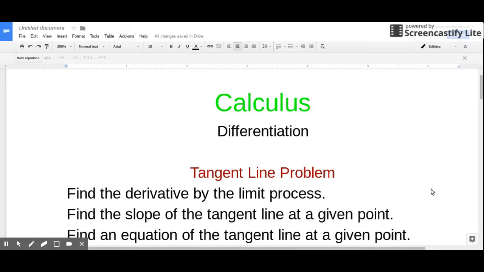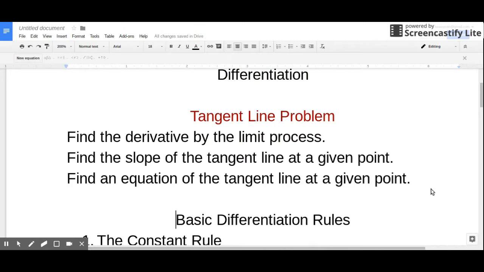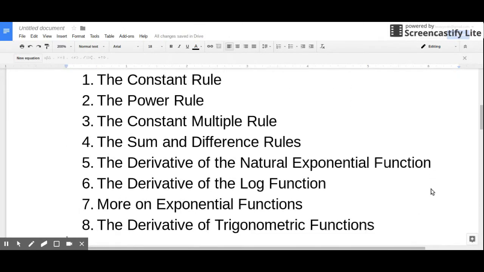Alright, in this section we're going to be going over how to find the slope of the tangent line at a given point. So this will be much like the first section, finding the derivative by the limit process, because we'll still be doing that, except we're going to add something a little extra onto this. So, find the slope of the tangent line. Let's scroll on down the screen.